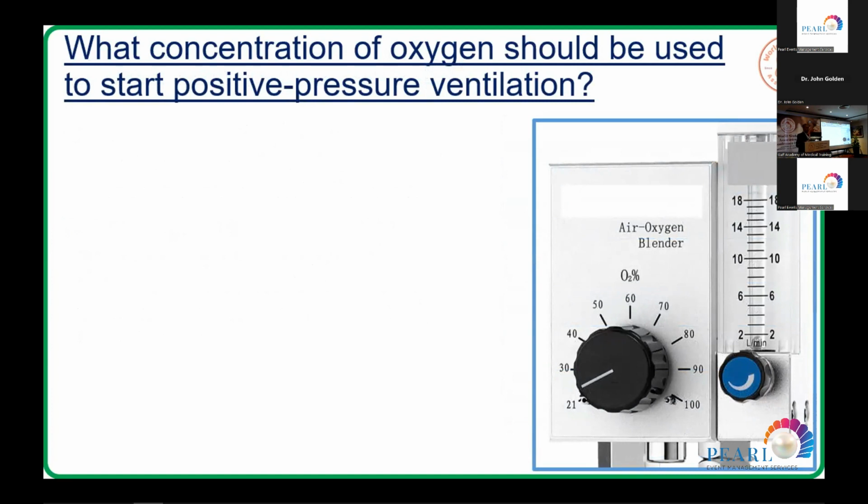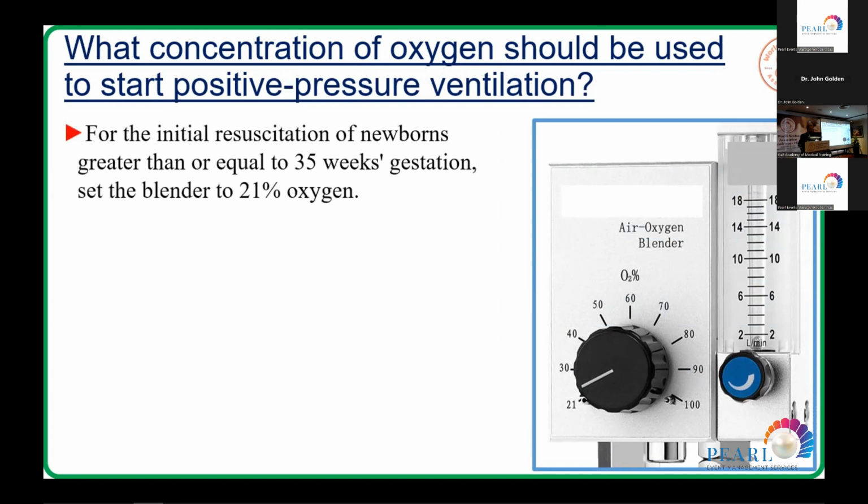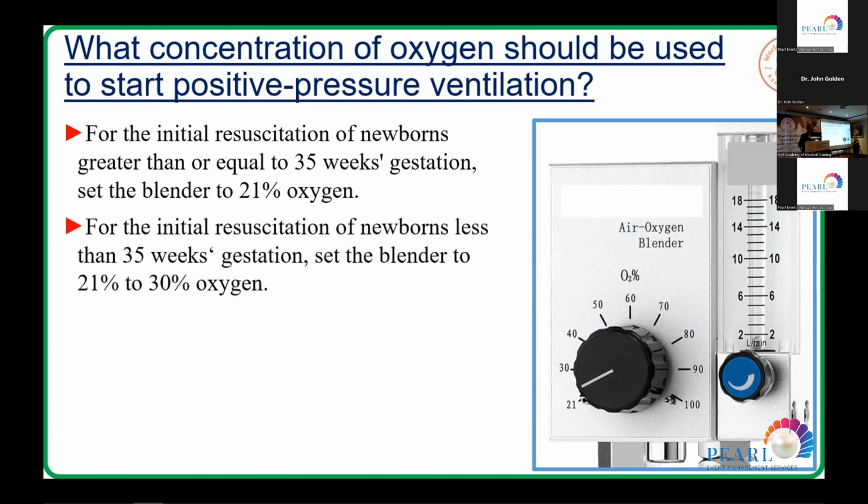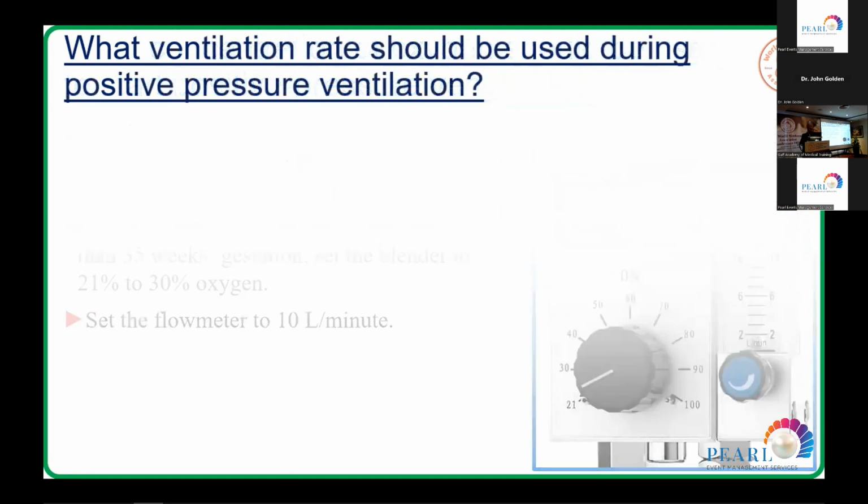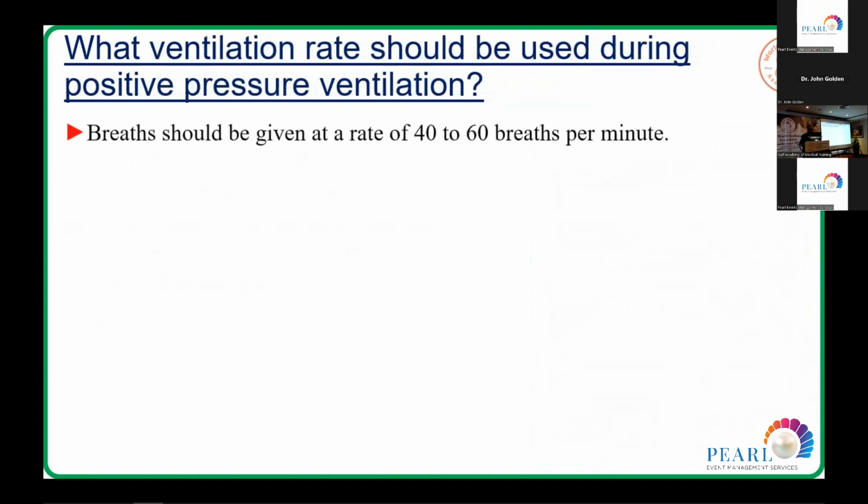What concentration of oxygen should be used to start PPV? For an initial gestation of 35 weeks or greater, set the blender at 21%. For gestation of less than 35 weeks, set the blender to 21 to 30%. Set the flow meter to 10 liters per minute.